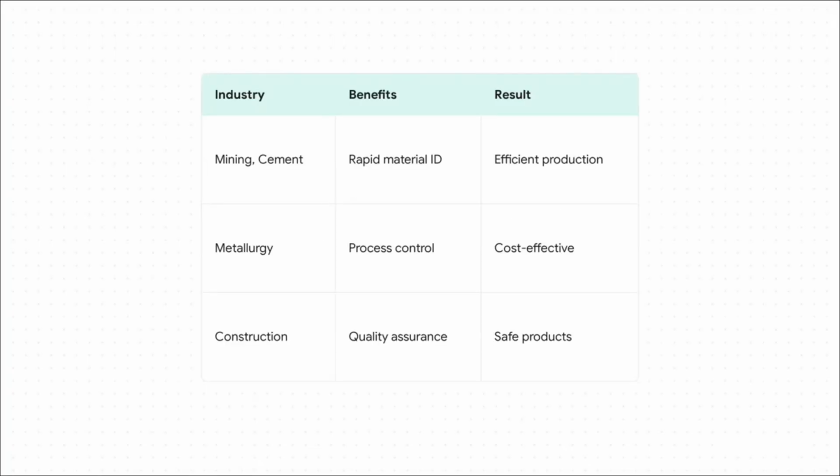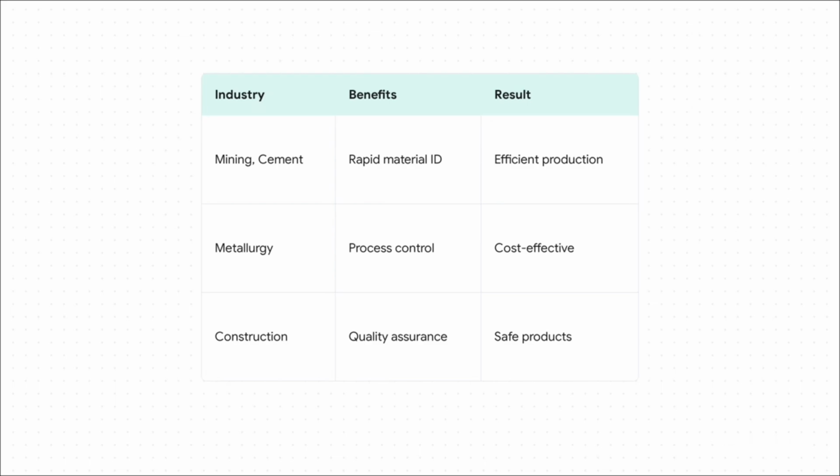So, you might be wondering, why does all this microscopic analysis actually matter to us on a daily basis? Well, it matters because massive global industries completely rely on automated XRD as their frontline defense. In mining and cement, XRD gives them rapid material identification, which directly translates to highly efficient production lines. Over in metallurgy and pharmaceuticals, they use it for really rigorous process control to make sure every single batch is perfectly identical, which keeps solutions cost-effective.